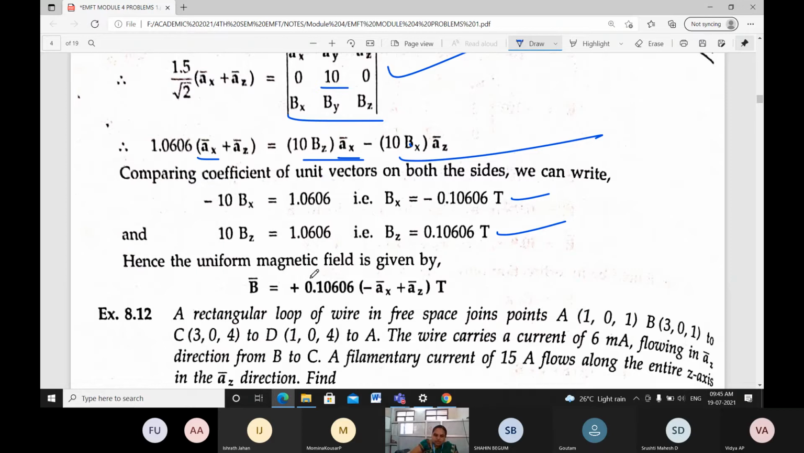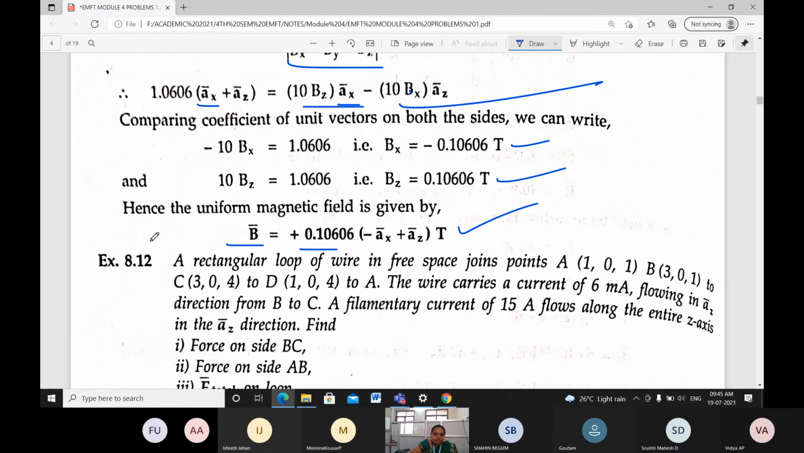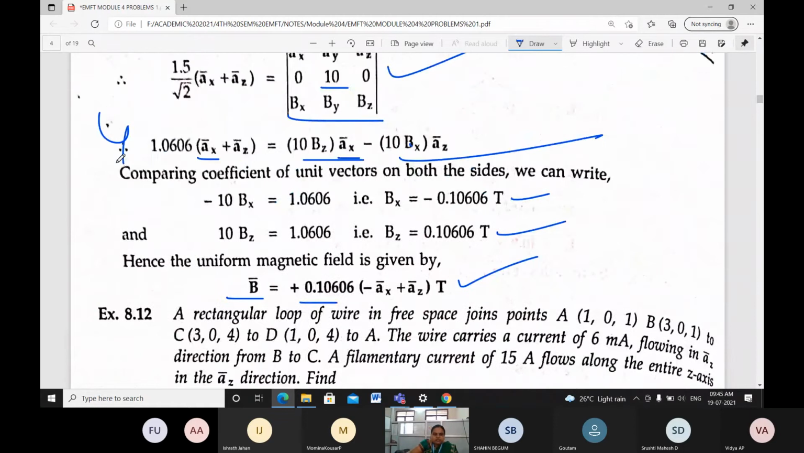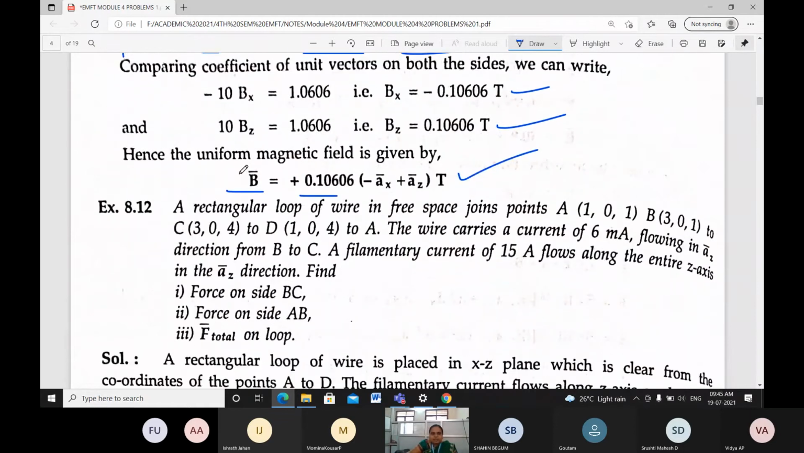Therefore the uniform magnetic field B is going to be equal to, now I can write it by taking 0.1060 as common here, and the remaining is of what? Minus AX plus AZ, in terms of tesla. This is about a magnetic field. Then the next problem is simple, like this problem will be for 4 marks.